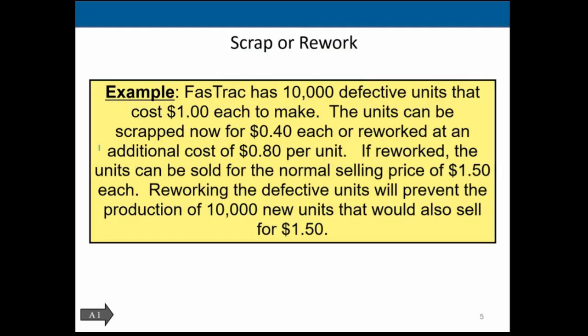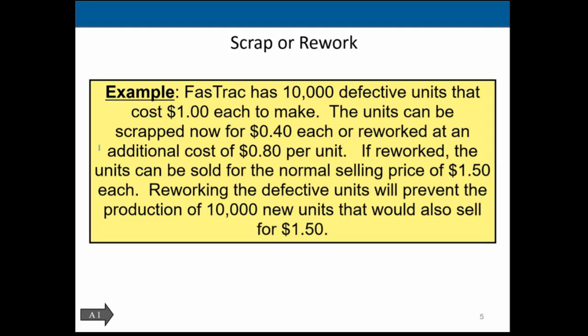So if we do that, we're going to make the decision at the margin using relevant costs, and we're going to say, for the example, they have 10,000 defective units that cost $1 each to make. So again, the $1 is sunk. The units can be scrapped now for 40 cents. So we could sell them for 40 cents each at this point as scrapped units, or they can be reworked for 80 cents. So it would cost us 80 cents to work these into a usable unit that we could sell at a normal profit.